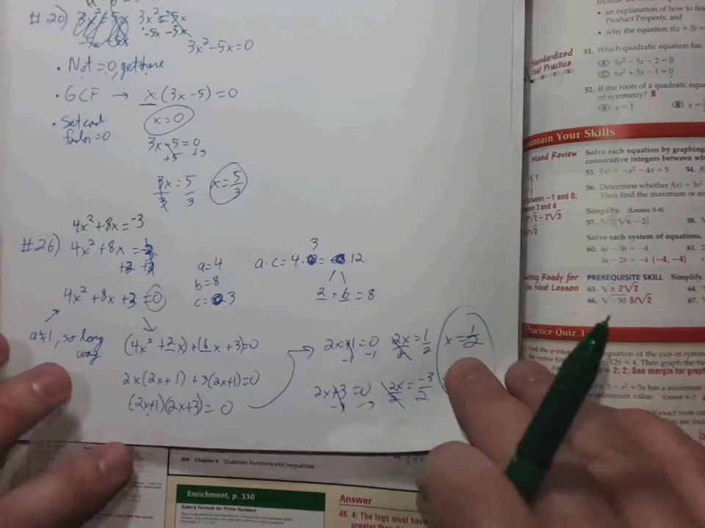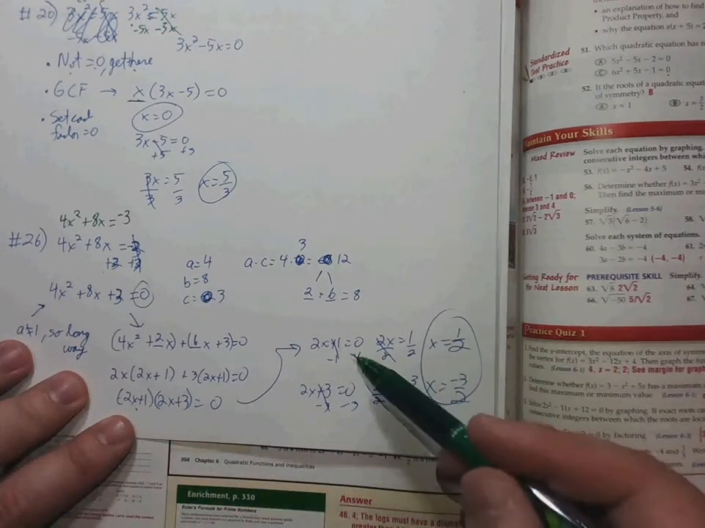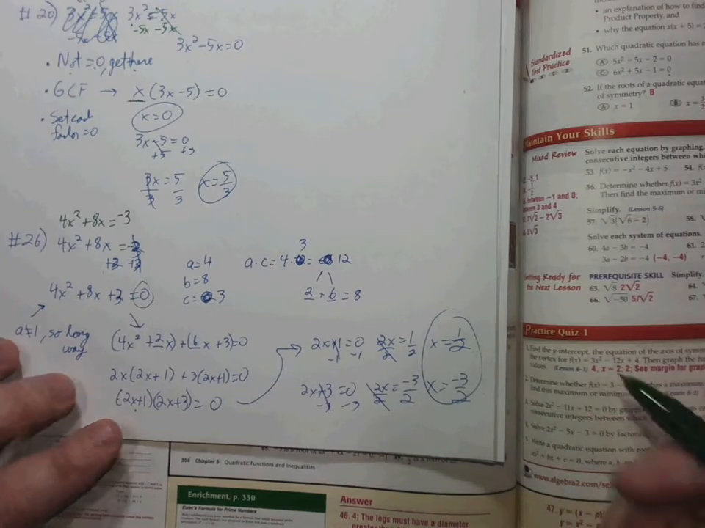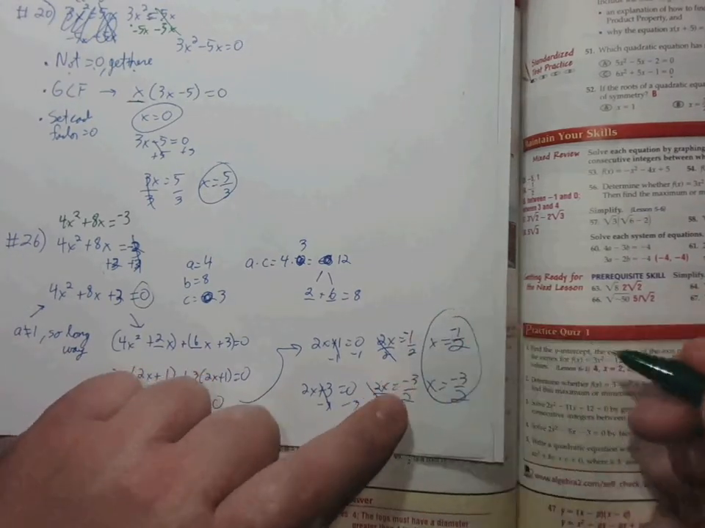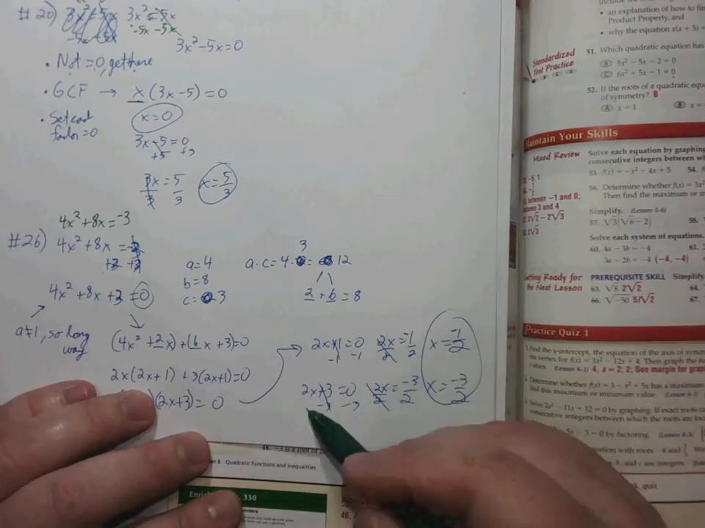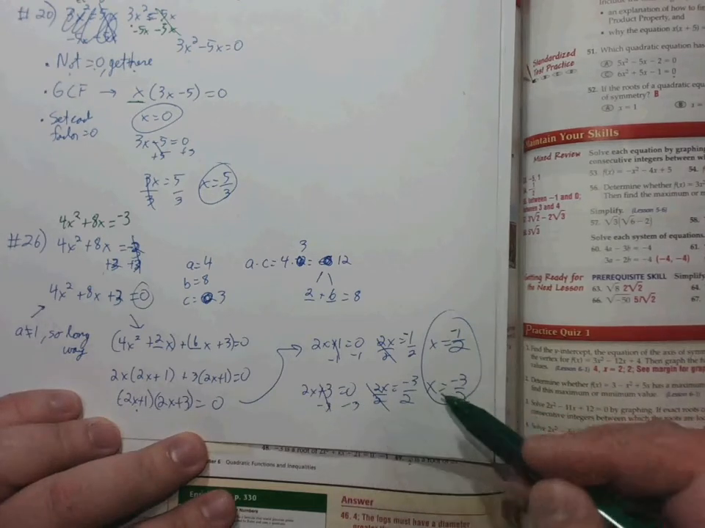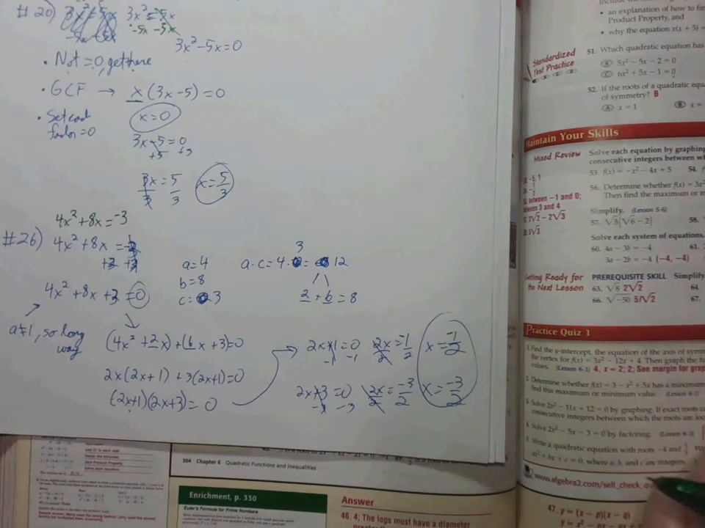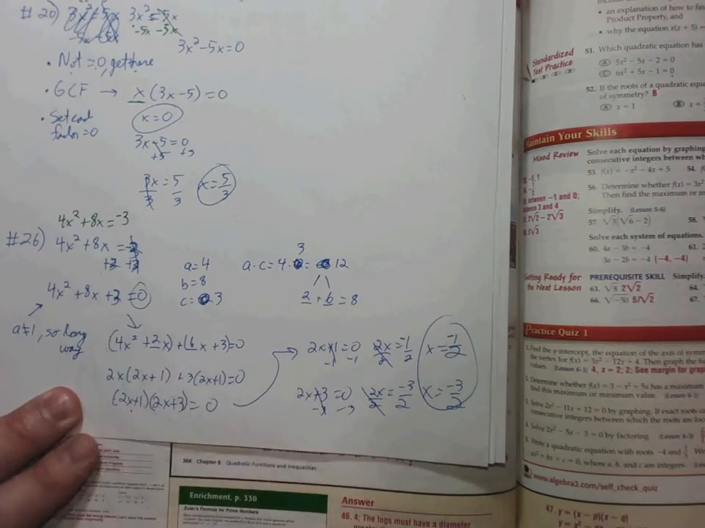Then you set each of those equal to 0 separately and solve. So minus 1, divide by 2. Oops, that's a negative 1/2. Excuse me. And then minus 3, divide by 2, negative 3/2. Got to remember how to factor these.